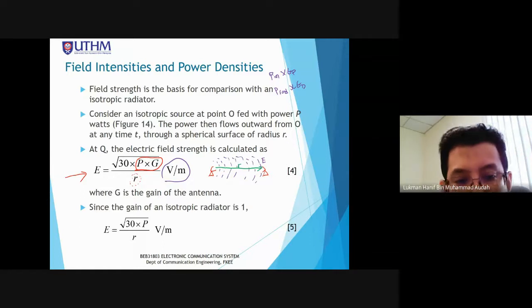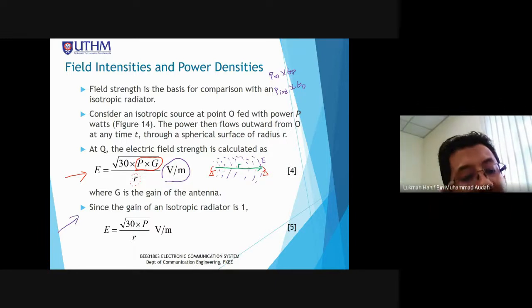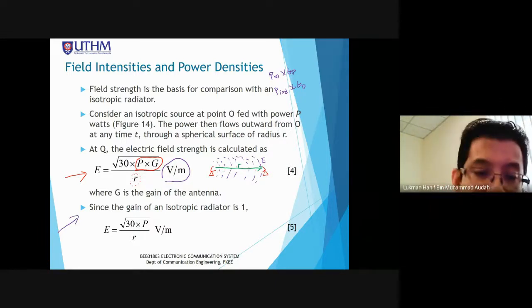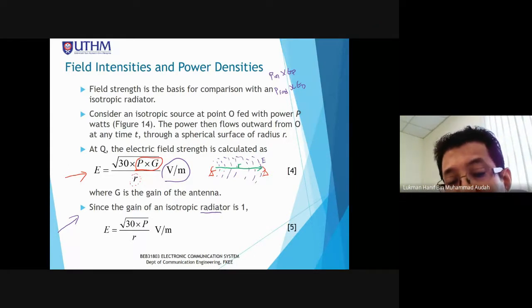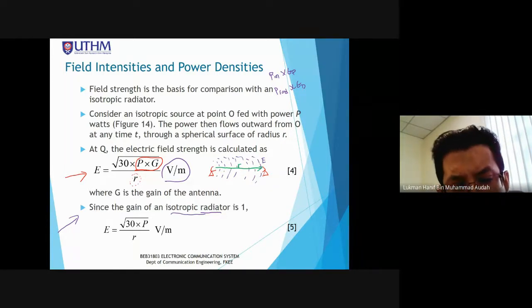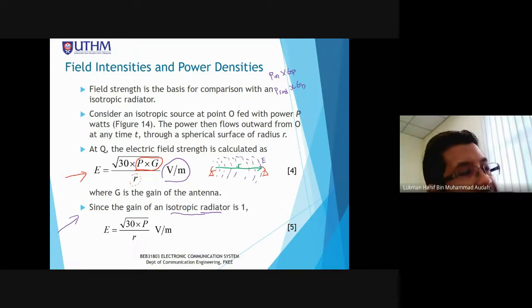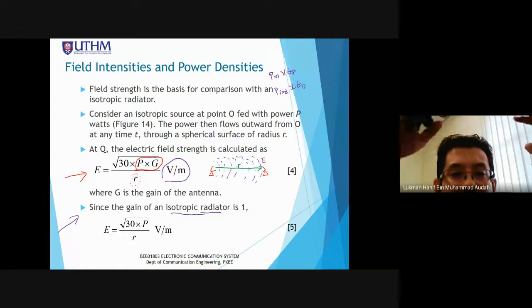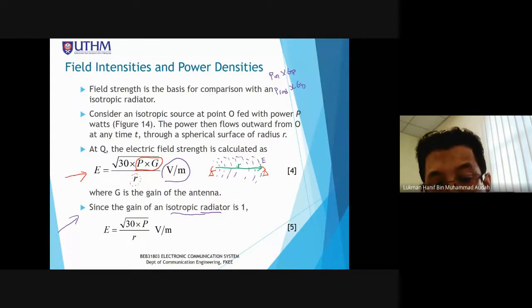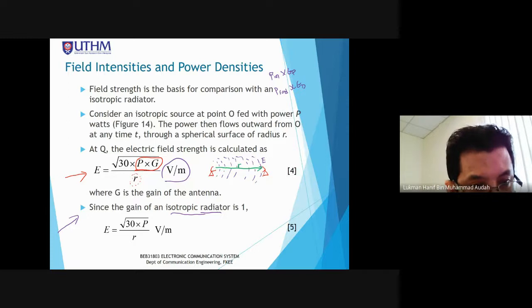Okay. Kemudian ini adalah persamaan umum, kalau kita nak melihat macam mana E field yang dihasilkan oleh isotropic radiator ataupun isotropic antena. Isotropic radiator ataupun isotropic antena adalah perkara yang sama. Salah satu sifatnya adalah dia memancarkan gelombang elektromagnet pada semua arah. Kemudian dia punya gain adalah bersamaan dengan 1. Okay. So untuk isotropic antena, kita gantikan gain itu bersamaan dengan 1.